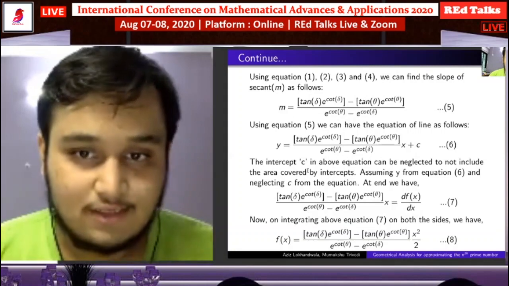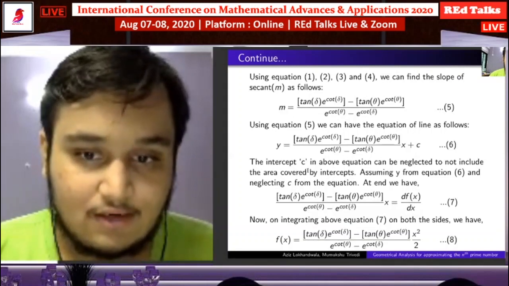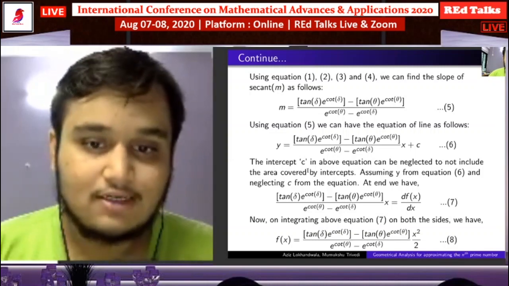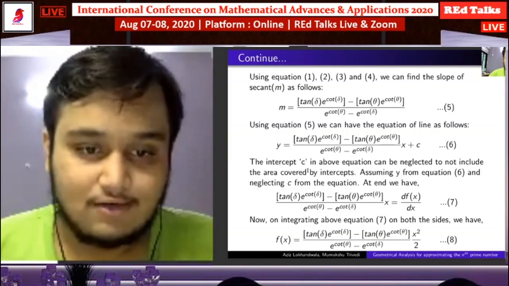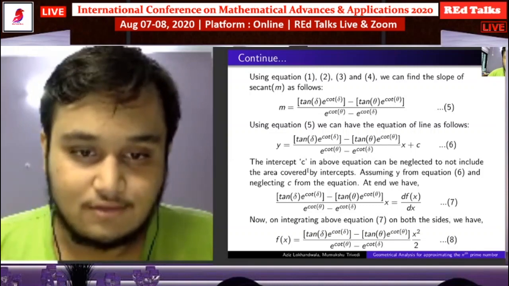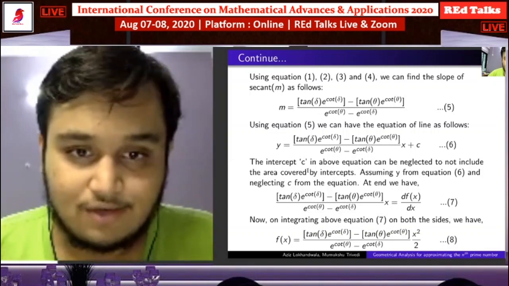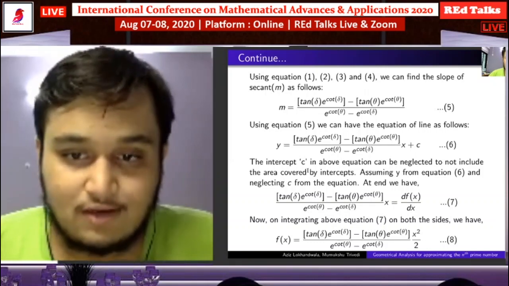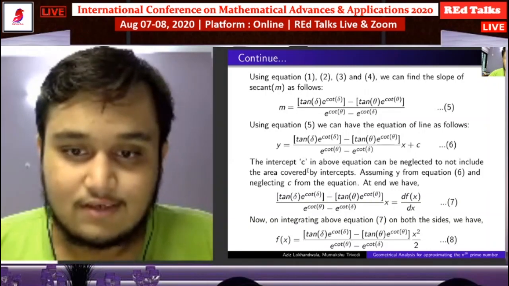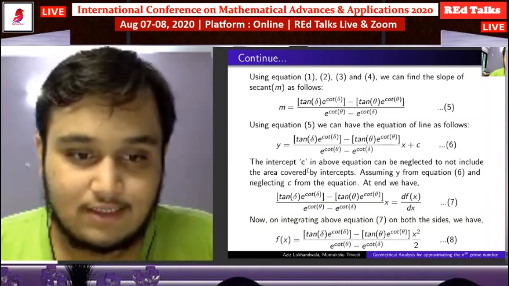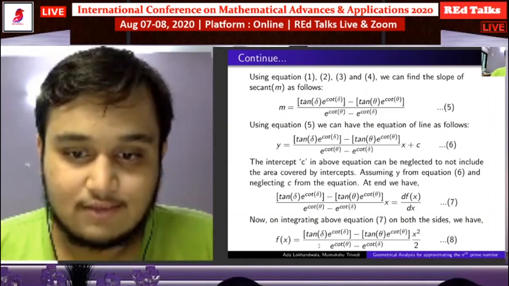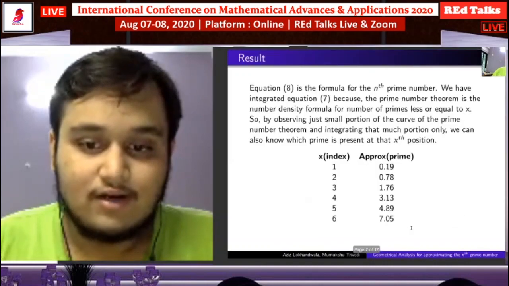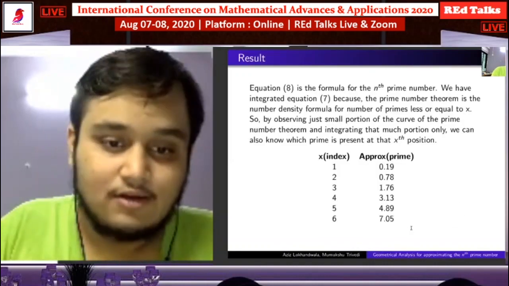So we have neglected that C. Then it will be 10 delta e to the cot delta minus 10 theta e to the cot theta over e to the cot theta minus e to the cot delta into x. Now assume that that is equal to dy/dx of f of x. Now we will integrate it on both the sides with respect to x. Then we have this equation 8, which is our final formula for getting the nth prime number.